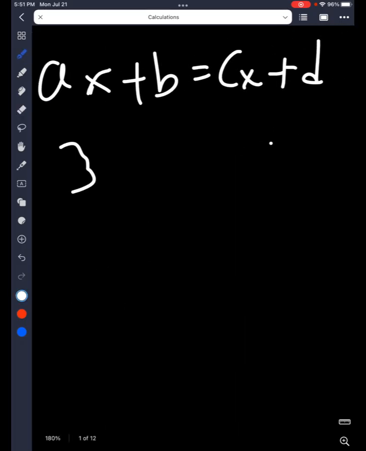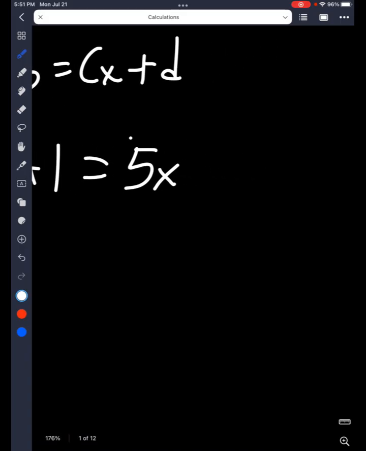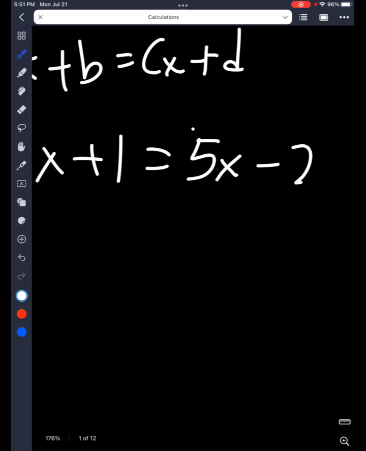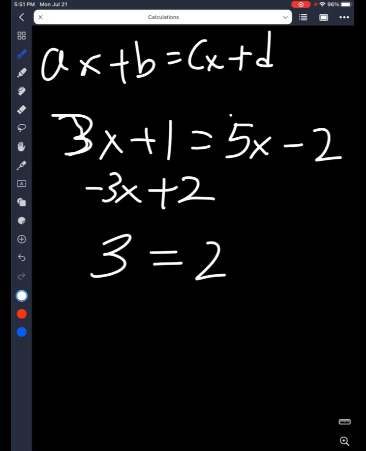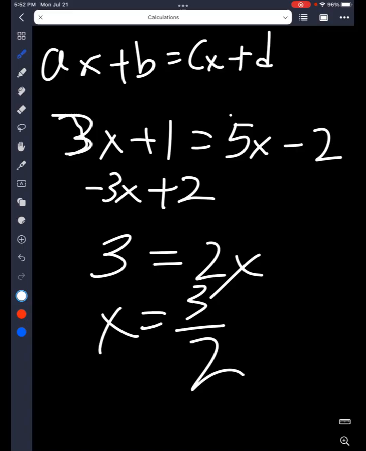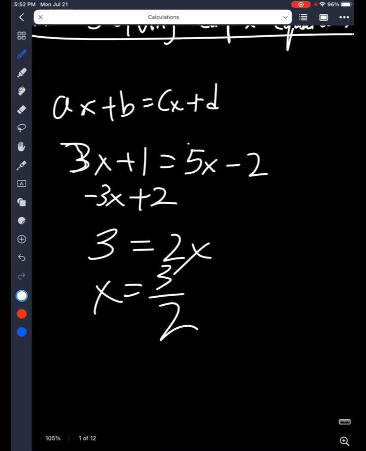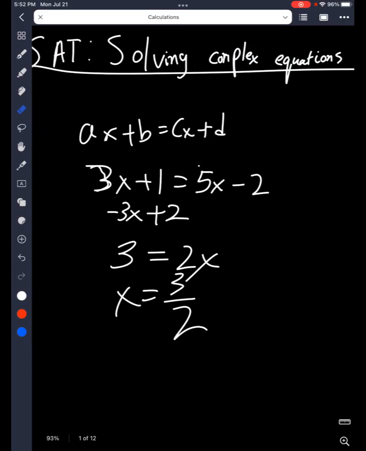So if we have 3x plus 1 equals 5x minus 2, if we just subtract 3x from both sides, and then add 2 on both sides, we'd get 3 is equal to 2x, and that's it. So x is equal to 3 halves. You can just do it like that, and then you can easily find your answer.